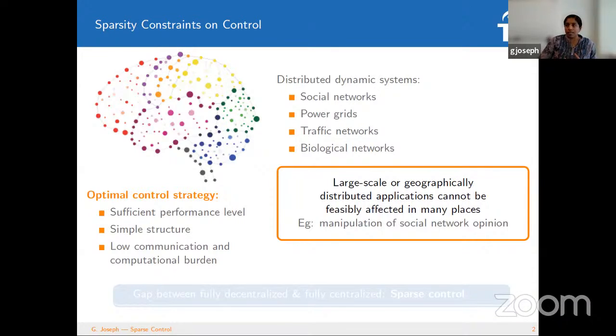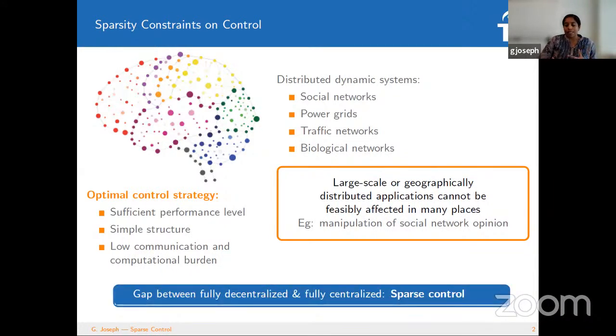So for large scale systems, people typically tend to move from a fully centralized version, because it's almost impossible, to something like a decentralized version. But what can we do instead of these two? That's what we explore. And one option is sparse control. So what exactly is sparse control? We'll see that in a minute.